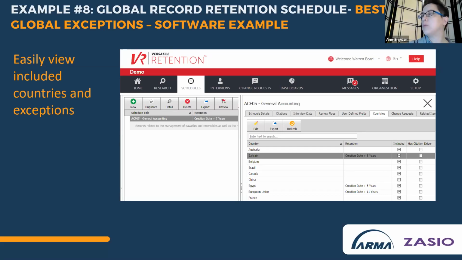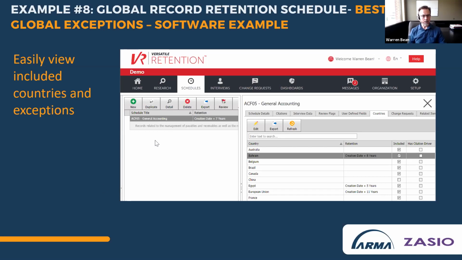So Warren, would you walk us through this one also? Sure. This is just taking one of those examples, general accounting. On the left-hand side, we're showing that single retention schedule item, the single record category, and on the right-hand side, showing you what the country exceptions look like. So it's another way to display what Rick showed in that best example from a spreadsheet point of view, but showing it as it would look in our software tool, where you have the various countries listed, and the retention periods that exist there.